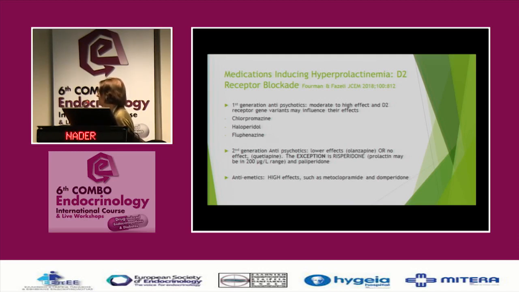And the exception to this second generation group is risperidone, where the prolactin may be very high, up to 200 micrograms per liter range, very high, with a normal of about 25, 30. And paliperidone can also do that. And of course, as is already known, antiemetics such as metoclopramide can have pretty high effect, and also domperidone, which we don't use in the United States, but we certainly use metoclopramide.